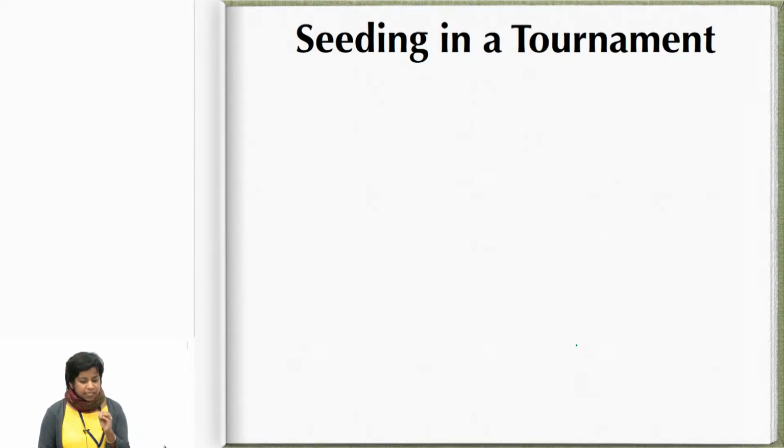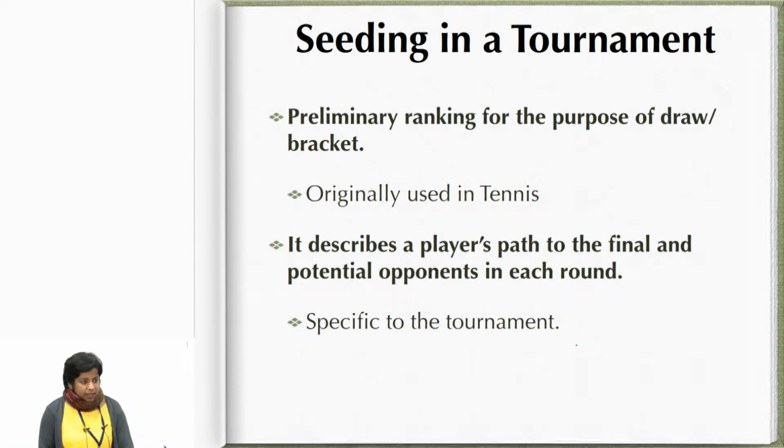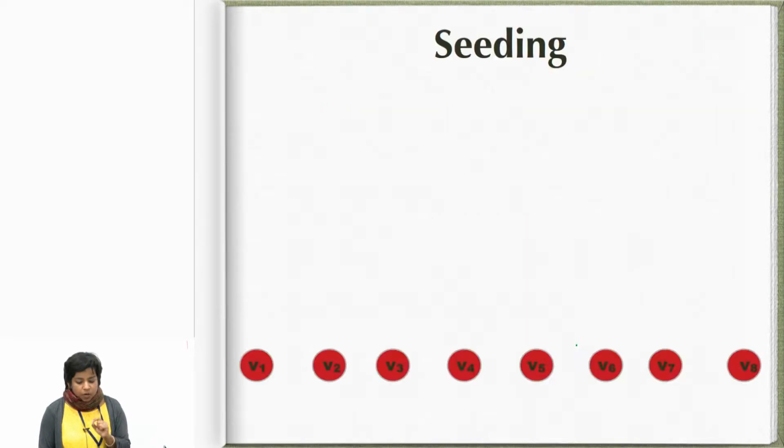The precise definition of a seeding might vary from competition to competition. It was originally used in tennis. Tennis is a classical knockout tournament. Every round is a knockout: you get to play one round, you have to win it, or else you go home. So it basically describes the path any player has to take, meaning who all he might play, all the way to the final. This is specific to the tournament. So in our setting, what we are assuming as a seeding is basically a permutation or an ordering of the players. You understand ordering, right? Yeah, ordering of the players.